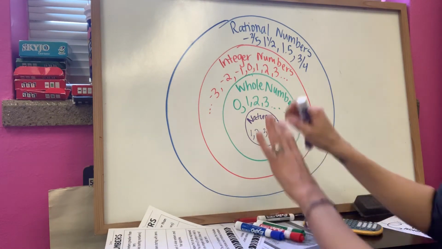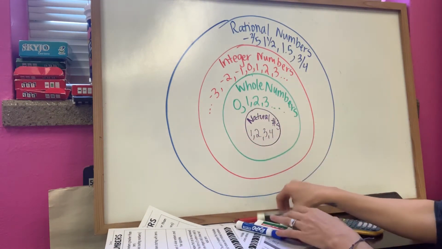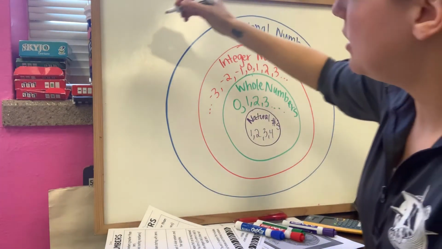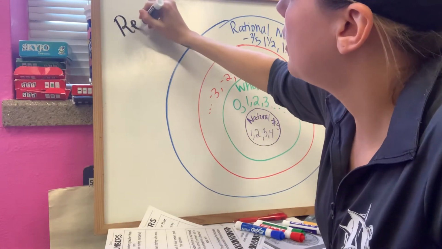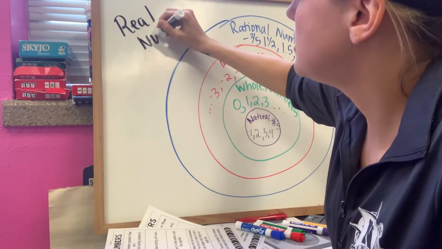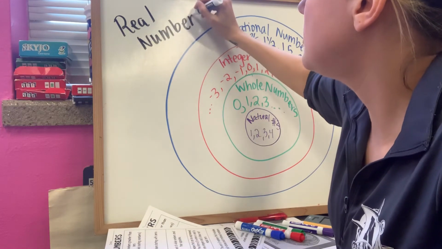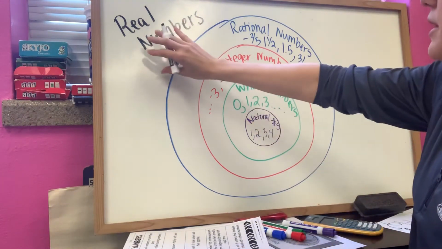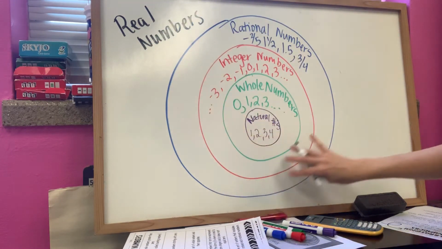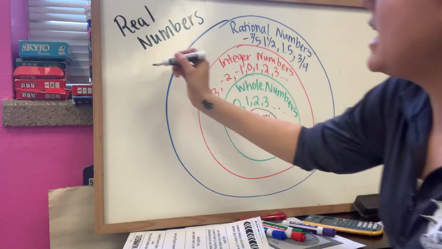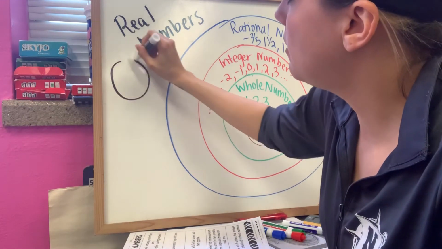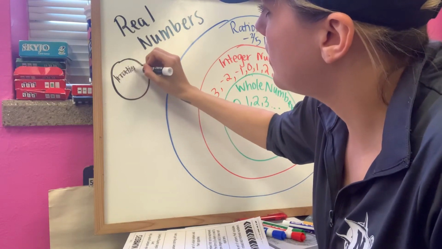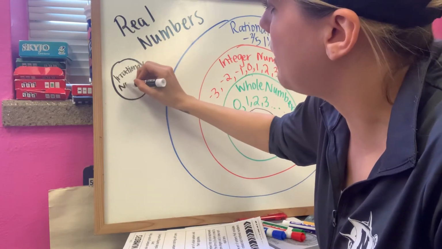So all of this is included under the huge bubble of real numbers. And no, there's not something called fake numbers. We just call them real numbers. And real numbers include all of these rational numbers, but they also include a little bubble of irrational numbers. I know I'm going over a lot of vocabulary today.